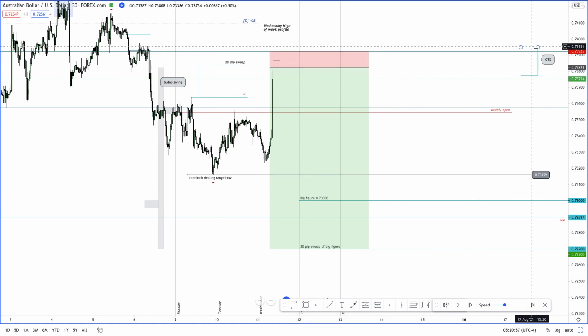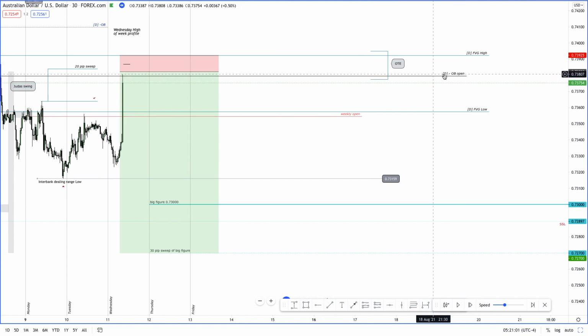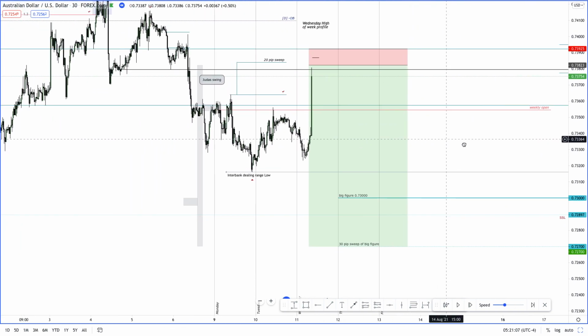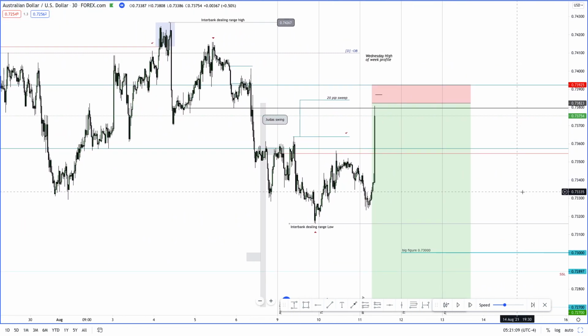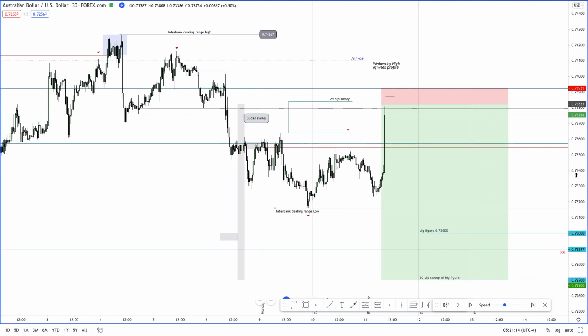Okay, so this was that OTE. Remember, I marked that out there. This was that daily order block, bearish order block. I have that there. And then this is an old fair value gap high, old fair value gap low on the daily time frame. Okay, so let's look at AUDUSD. Okay, so this is the price action of the week.